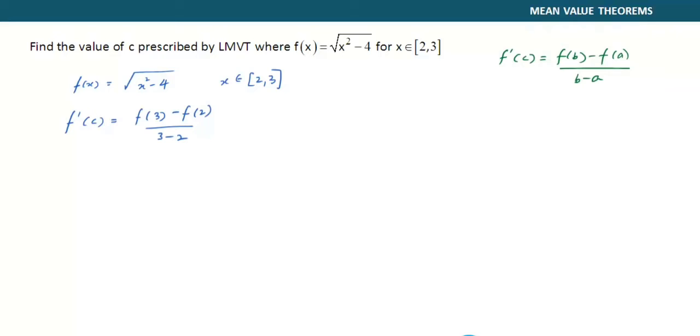So what is the value of f(3)? f(3) comes out to be root 5, f(2) is nothing but 0, right? And the denominator has come out to be 1. So you want some value of c where f'(c) is nothing but root 5.